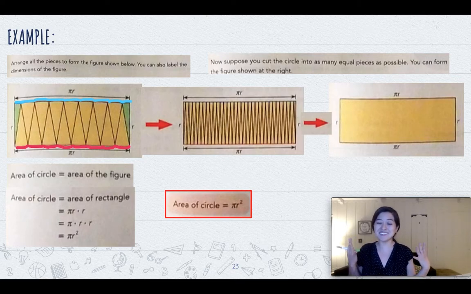Isn't that cool? I love discovering this. It was really cool. It was in the book, and I just loved how they simply explained it.